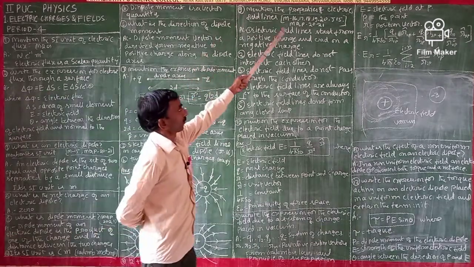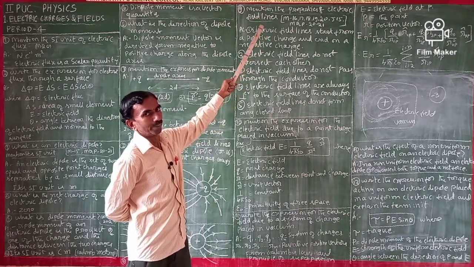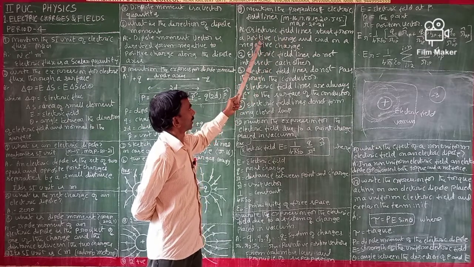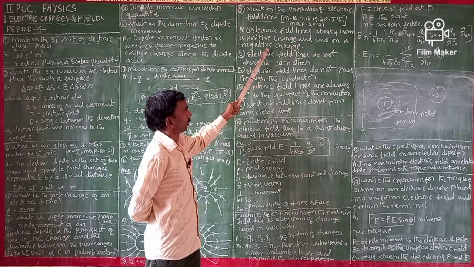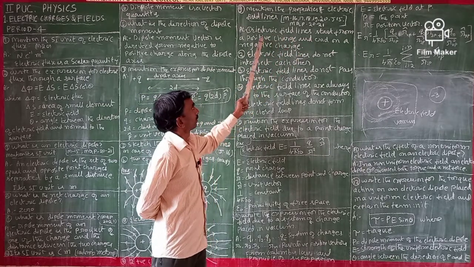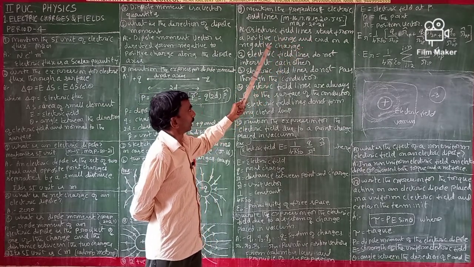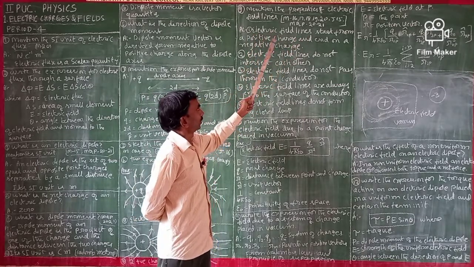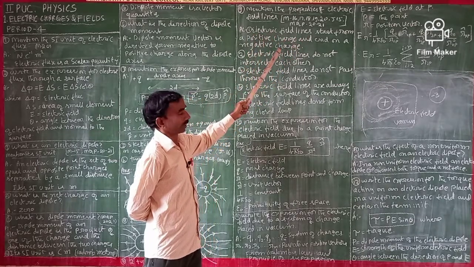Next, mention the properties of electric field lines, very important. Electric field lines start from a positive charge and end on a negative charge.